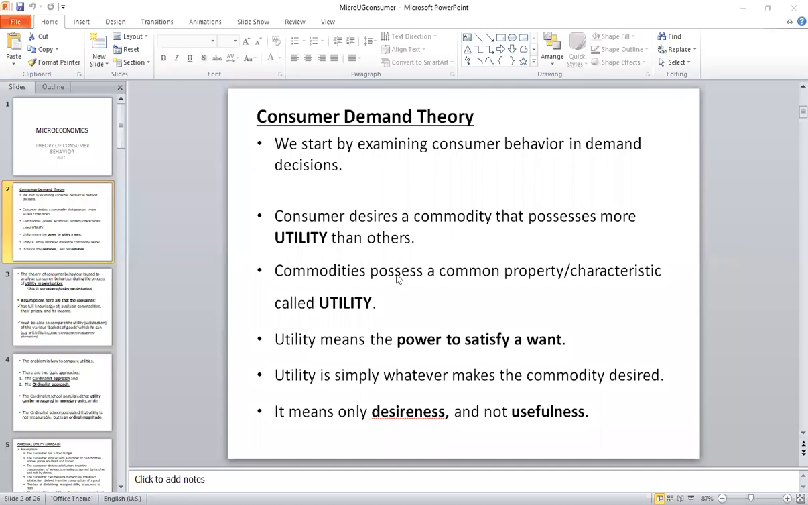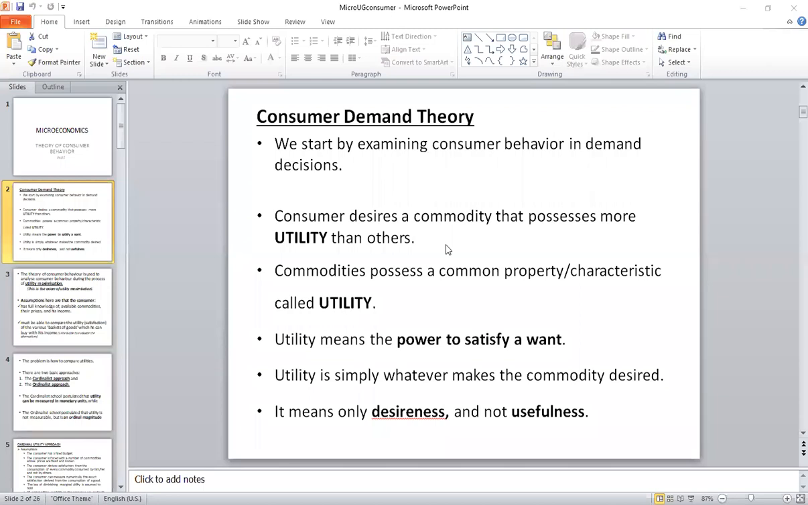So for instance, a consumer desires a commodity, of course, because it gives him more utility than others. Of course, you've come across the word utility. Utility is that satisfaction you get when you consume a commodity. It is the power to satisfy a want. Obviously, a commodity which gives you more satisfaction is more desired. So commodities possess a common characteristic which we call utility. But when we talk of utility, it is simply whatever makes the commodity desired.